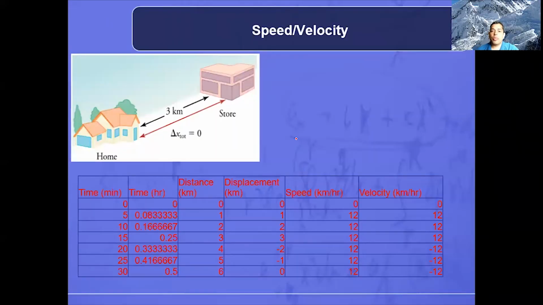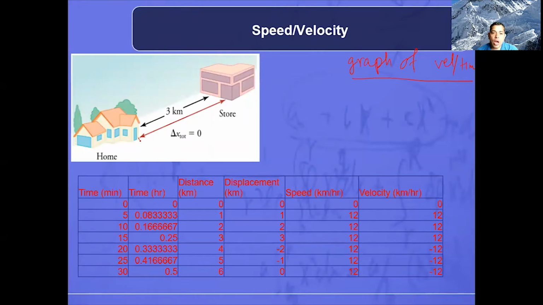Okay, now based on the data here, this is the same data I got from the previous slide. So based on this data, I'm going to plot the graph. I'm going to teach you the graph of velocity versus time, and that kind of stuff. I'm going to plot the graph, but to plot the graph, you need data, right?